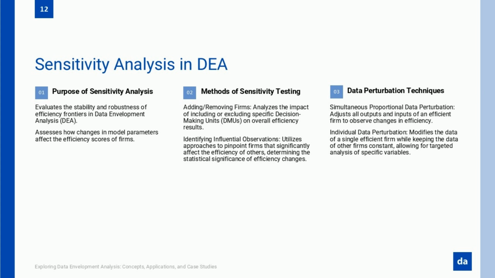Another approach is identifying influential observations. This is like finding the keystone in an arch. Take that one piece out, and the whole thing crumbles. By pinpointing these key players, you can understand which parts of your data are driving the results and make sure they're accurate. Then there's data perturbation, fancy term, but it's basically just tweaking the inputs and outputs to see how much wiggle room you've got.